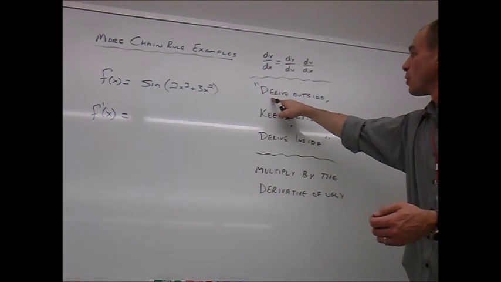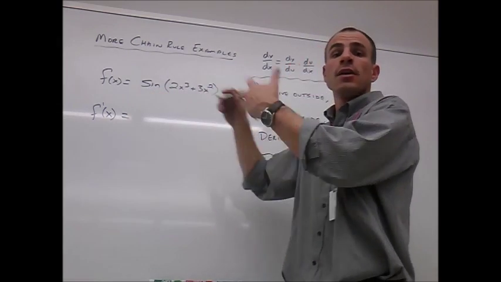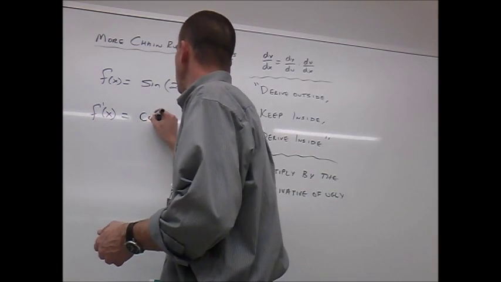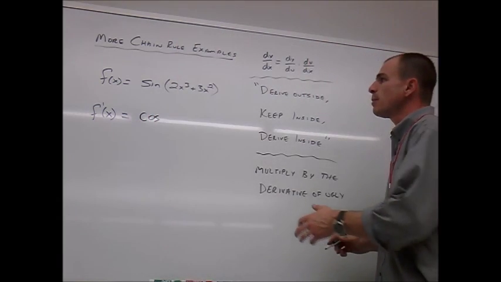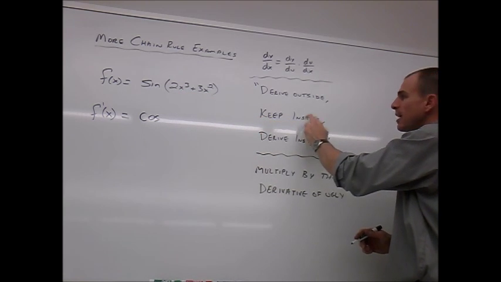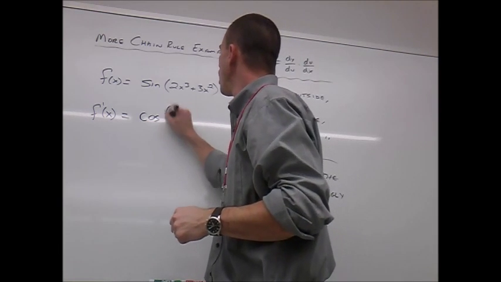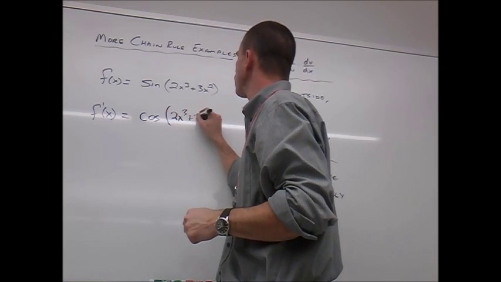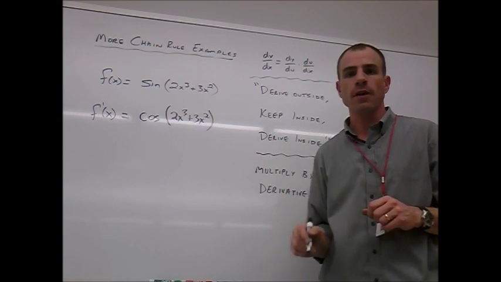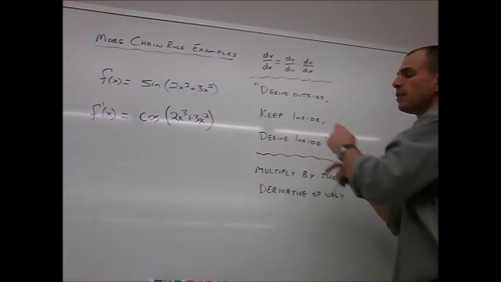What do we do first? We derive the outside. So we have sine of something. Sine derives to cosine, so we can put cosine down. But we're not going to put down the derivative of the inside yet. We start by keeping the inside. That's an important part, keeping the inside. So cosine of 2x cubed plus 3x squared. We don't change the inside function yet. But at the end, then we do.